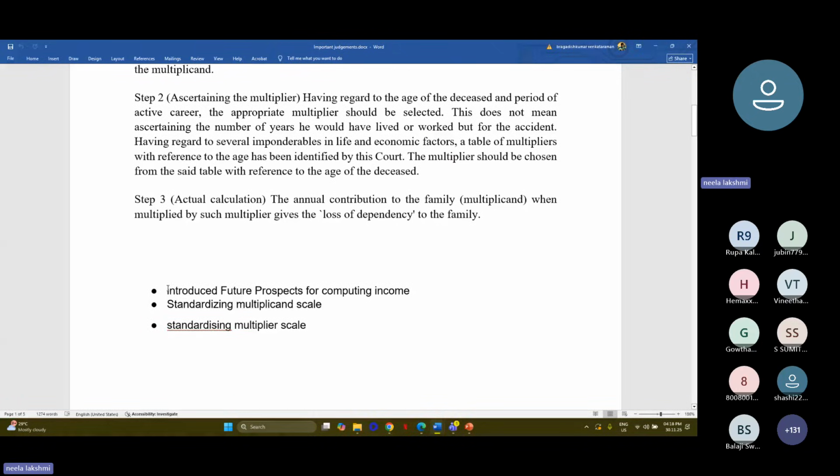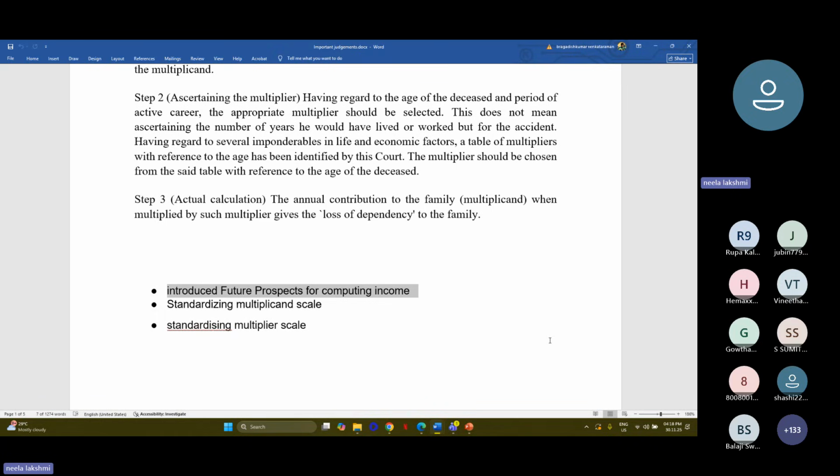Here, the main important aspect is that it introduced future prospects. Previously, when a deceased was earning rupees 10,000, only that 10,000 was taken for the entire calculation of the compensation. Even if he was at the age of 30 or 40 or 50 or 60, only that current income was taken for calculation of loss of dependency.